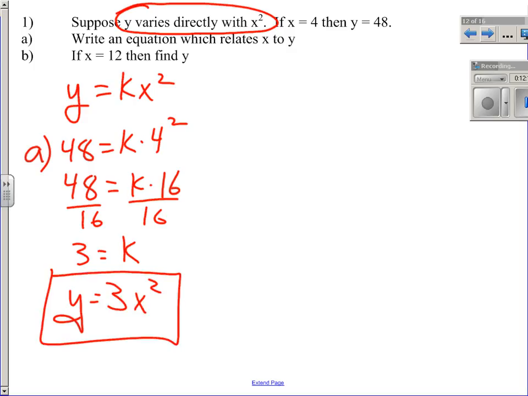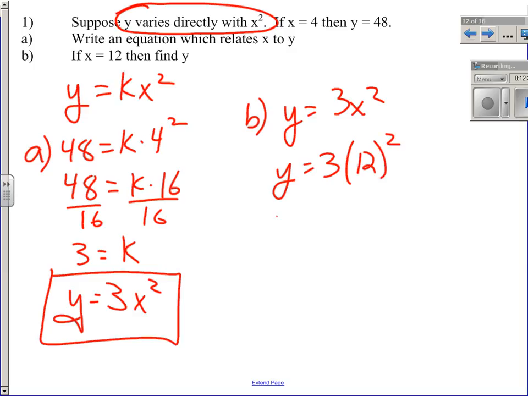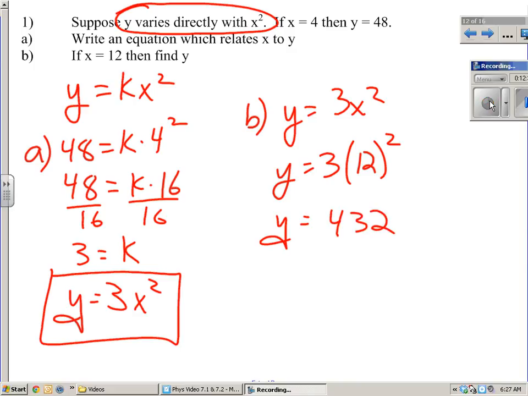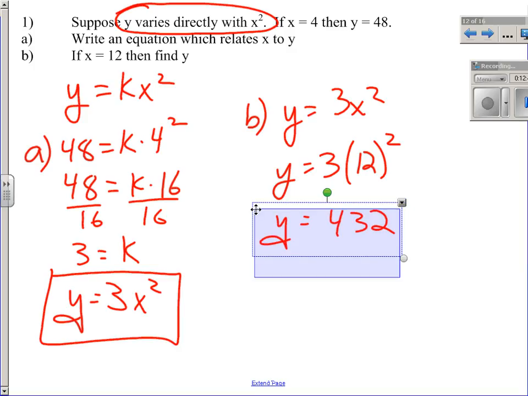And then part B, once you've done that, is easy. It gives you a value of x and asks you to find y. So y equals 3x squared. Y equals 3 times, let's see, x is 12, so times 12 squared. 12 squared is 144. Times 3 is, I think, 432. I forgot to grab a calculator. And yeah, that's right. That right there is going to account for a small chunk of your homework problems.